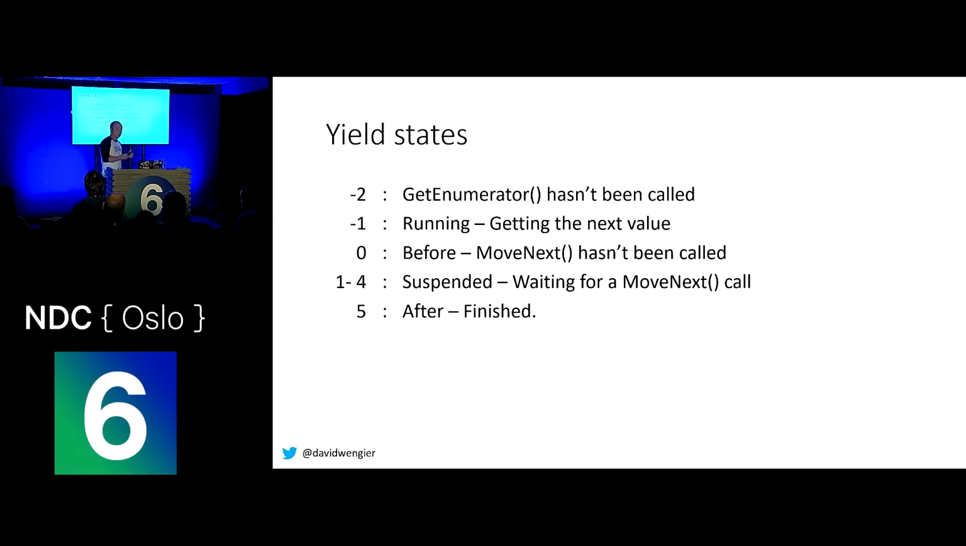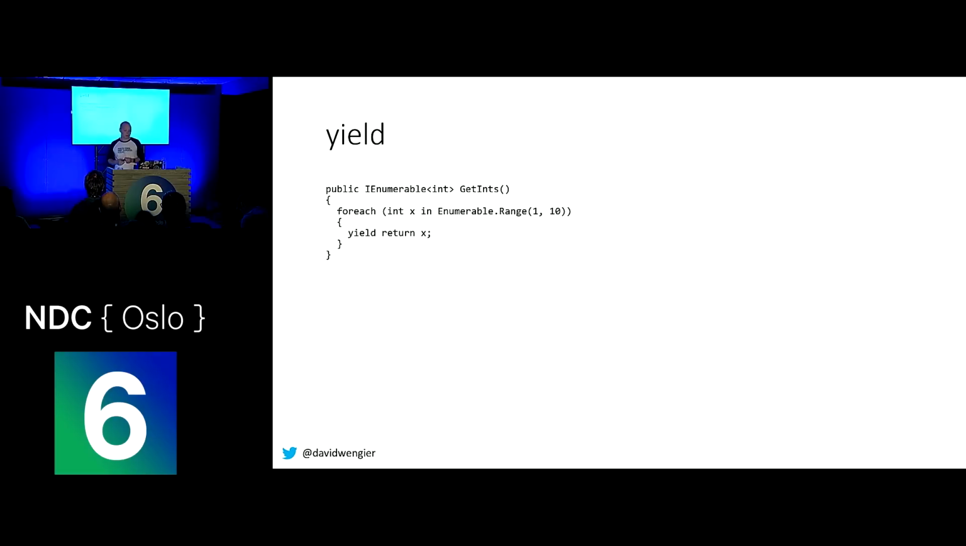doing nothing. Current is set, we have a value, we're waiting for the next MoveNext call, it may or may not happen. And then 5, or n plus 1, we're finished. There's no more data to get. So that's relatively simple, but that's for a simple series of yield returns. You can, of course, get more complicated.